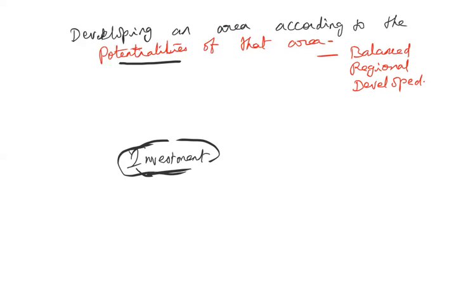Okay, so these are some of the suggestions the government can follow, or certain things the government is already doing, to reduce the regional imbalances in the country. Okay, hope the concept is clear to everyone. So with this we are finishing the fourth unit.